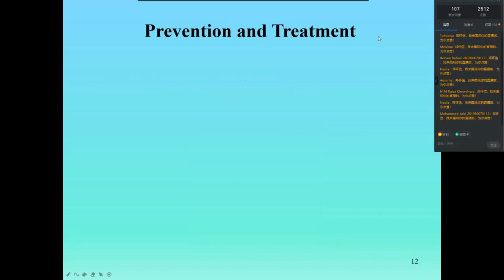Prevention and treatment: we can use active immunization with toxoids. And we introduced toxoids before. They are originally toxins, but we can treat the toxins with formaldehyde so that we can remove the toxicity, but keep the antigenic property so that it can still stimulate the immune system to produce antibodies.